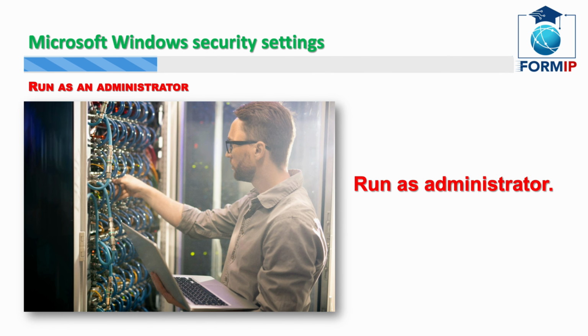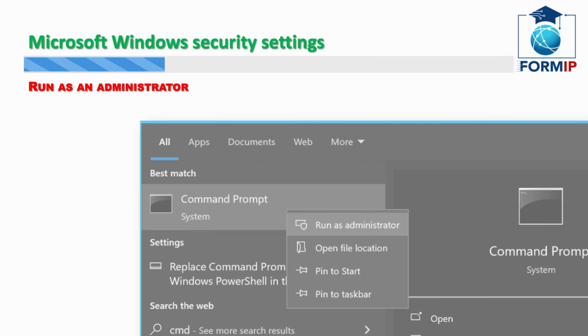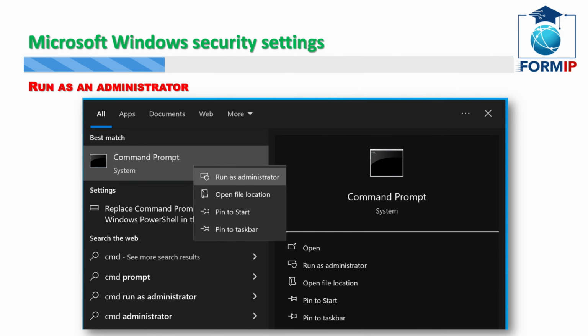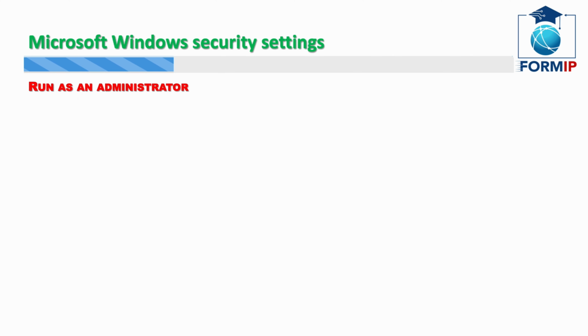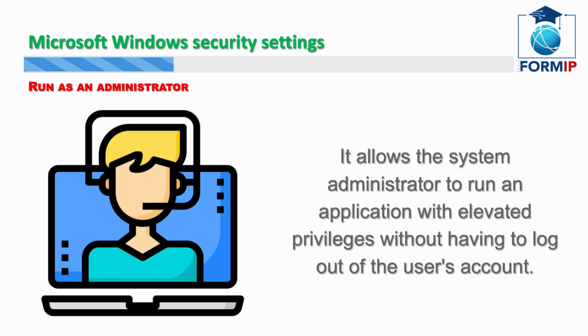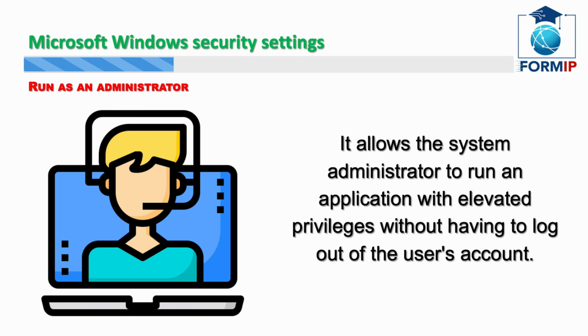Now, let's look at the Run as Administrator function. This feature allows you to temporarily grant administrator rights to an application. Usually, you right-click on the application and then click on Run as Administrator, and you then have to enter the password of the administrator account. This feature is very useful because sometimes in support, configuration, or installation tasks, it allows the system administrator to run an application with elevated privileges without having to log out of the user's account.